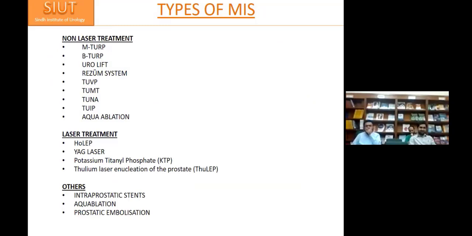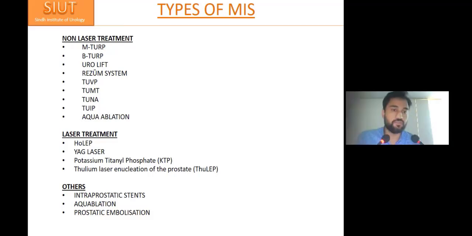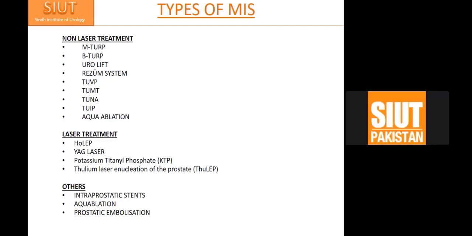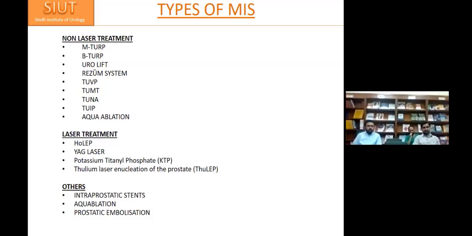Types of minimal invasive surgeries. There are non-laser treatments, laser treatments, and other options. Non-laser include monopolar TURP, bipolar TURP, Rezum system, transurethral vaporization of prostate, transurethral microwave therapy, transurethral needle ablation, transurethral incision of prostate, and echo ablation. Laser treatment includes HoLEP, YAG lasers, potassium titanyl phosphate, green lasers, and TUVP. Other options include intraprostatic stents, aquablation, and prostatic embolization.